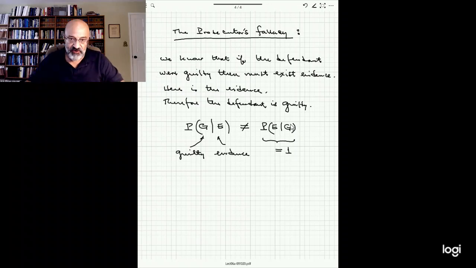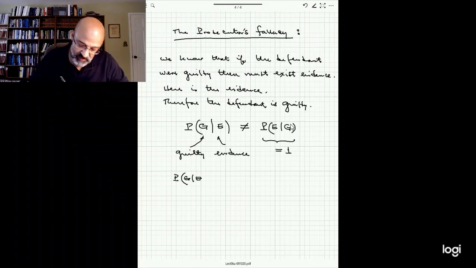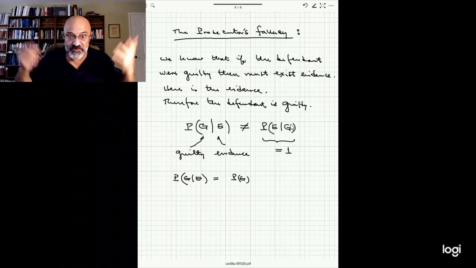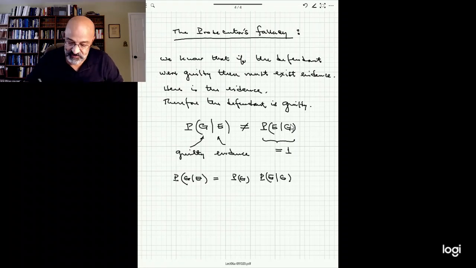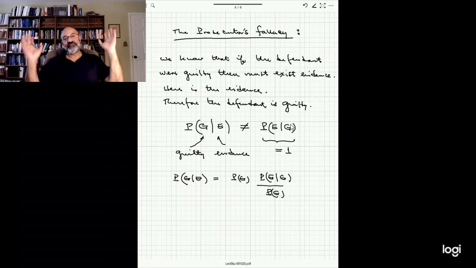Of course, we know that the correct conclusion is to say that if there is evidence, the probability that the defendant is guilty, given that there is evidence, is going to be the probability that the defendant is guilty in the absence of evidence multiplied by the probability that, if he were guilty, there would be evidence, all divided by the probability of the evidence being there, irrespective of whether this fellow is guilty or not. Just the evidence is there. So clearly you see the distinction here.